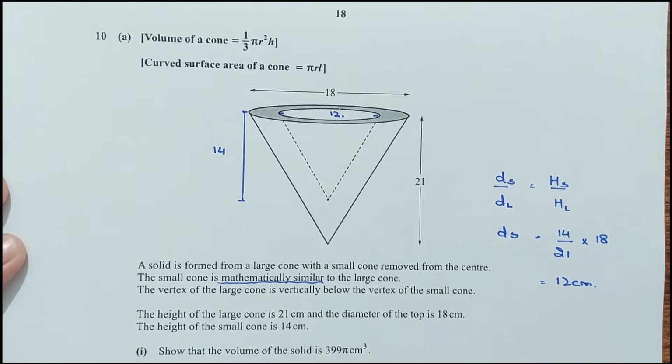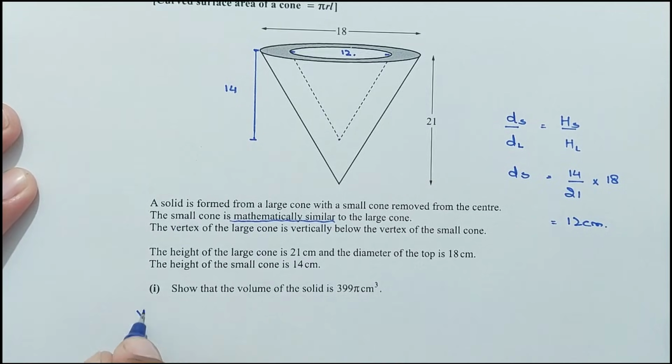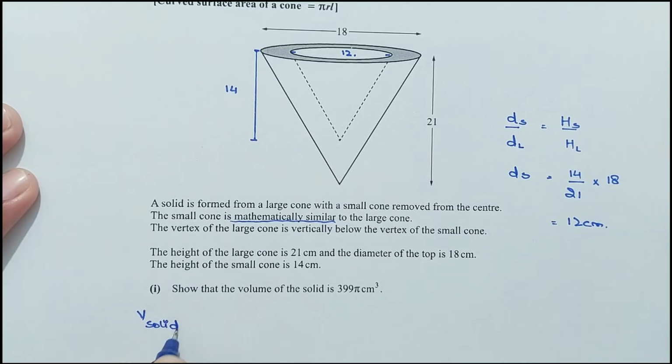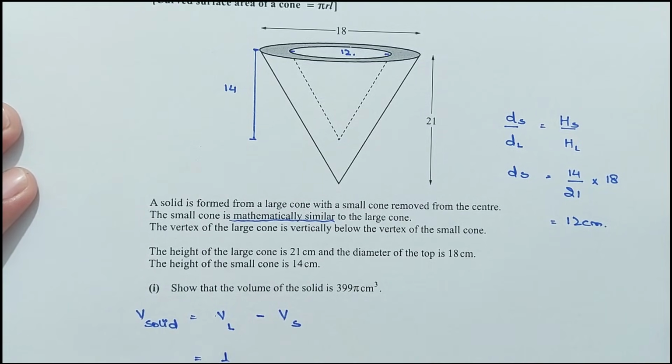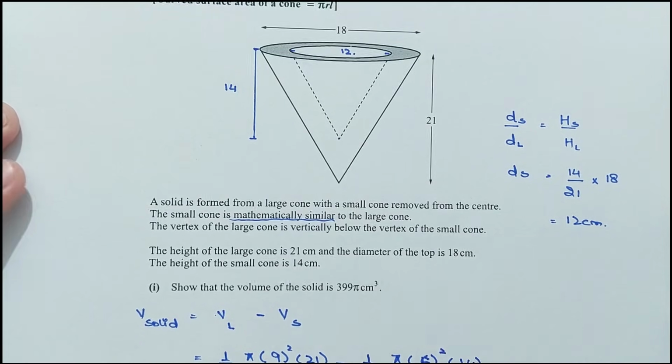Now let me solve the volume. So this is the volume of the solid. This equals the volume of the larger cone minus the volume of the smaller cone. The larger cone is 1 by 3 pi. The radius would be 9, since 18 is the diameter, 9 squared, and the height is 21, minus 1 by 3 pi. The radius would be 6, half of 12 is 6. And the height is 14, right?